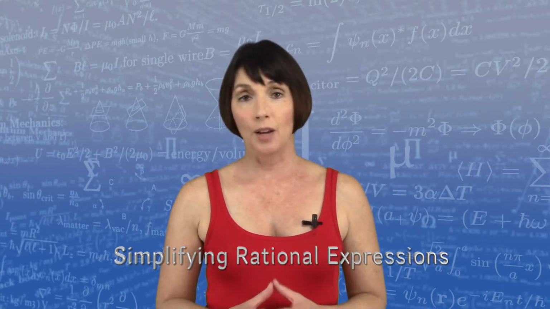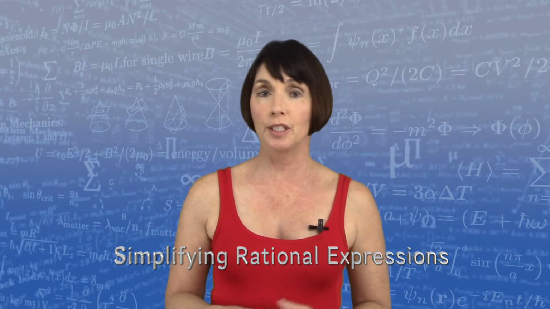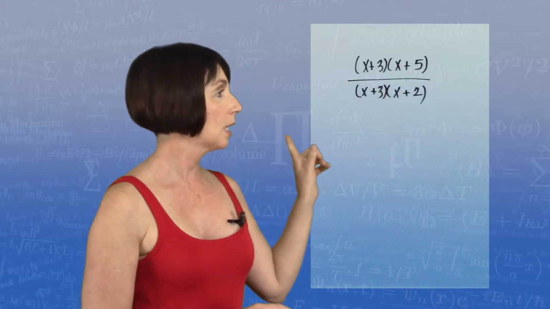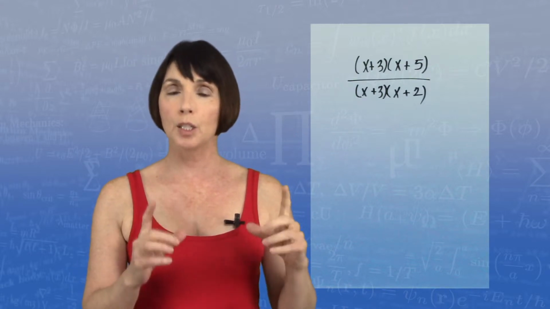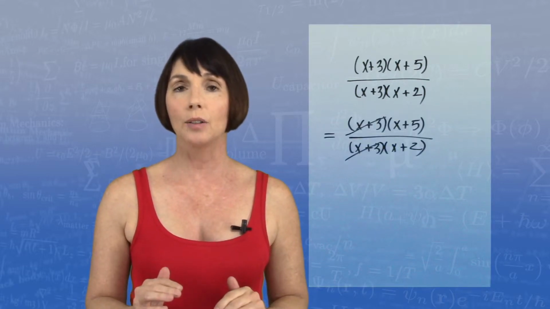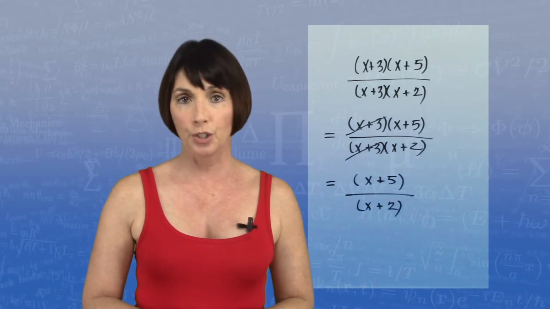You can simplify rational expressions by canceling common factors in the numerator and the denominator. So for example, x plus 3 times x plus 5 over x plus 3 times x plus 2. The factors of x plus 3 in the numerator and the denominator cancel each other out, and that leaves us with x plus 5 over x plus 2.